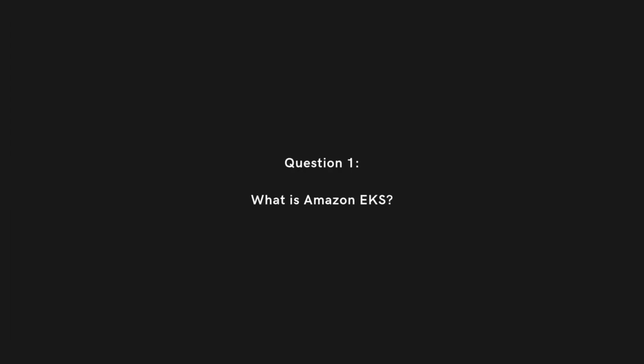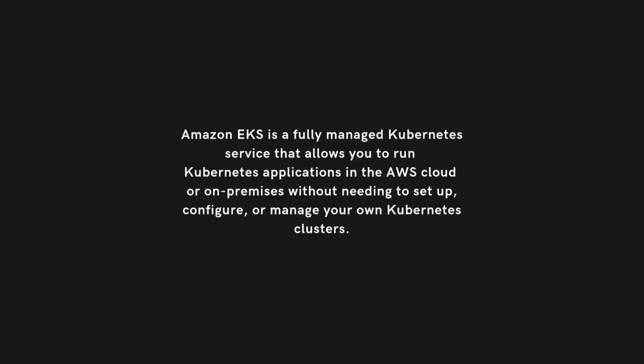Question number 1. What is Amazon EKS? Amazon EKS is a fully managed Kubernetes service that allows you to run Kubernetes applications in the AWS cloud or on premises without needing to set up, configure, or manage your own Kubernetes clusters.